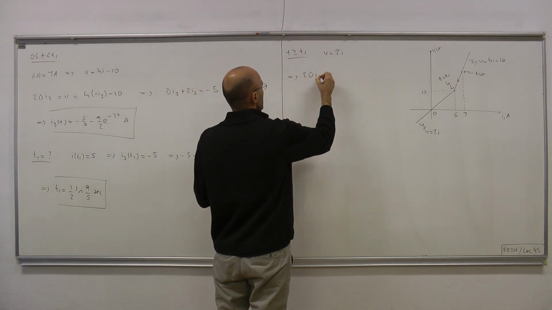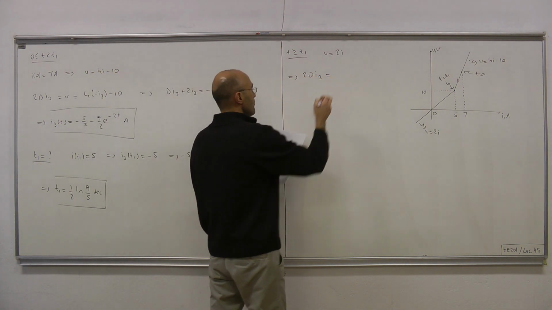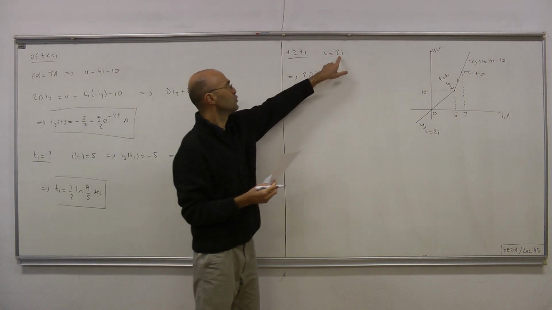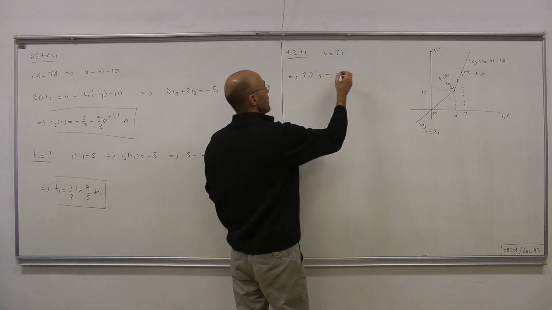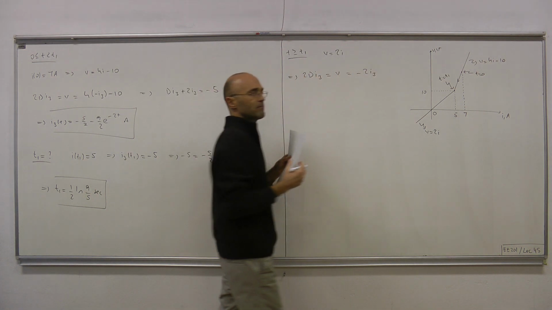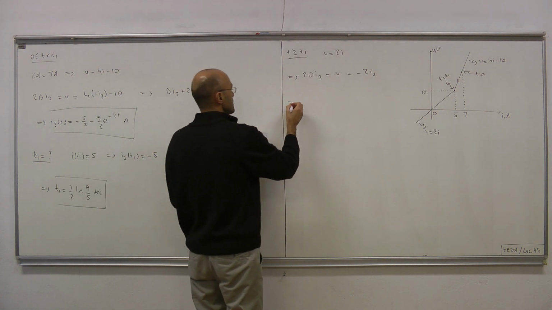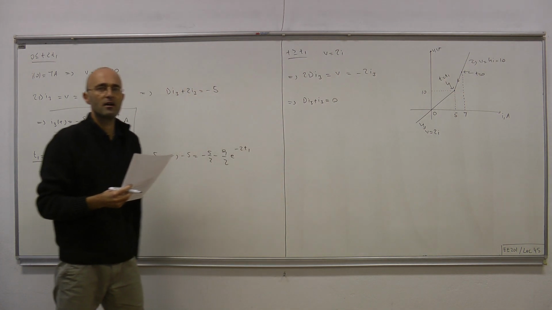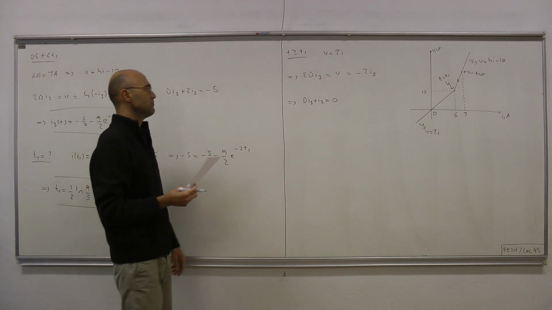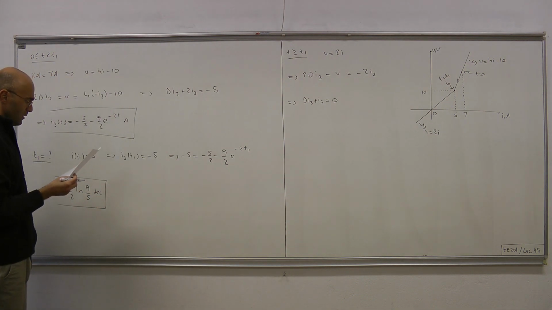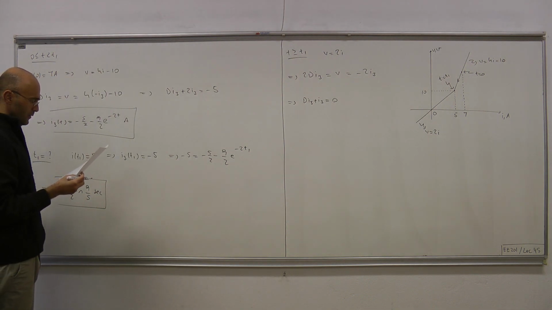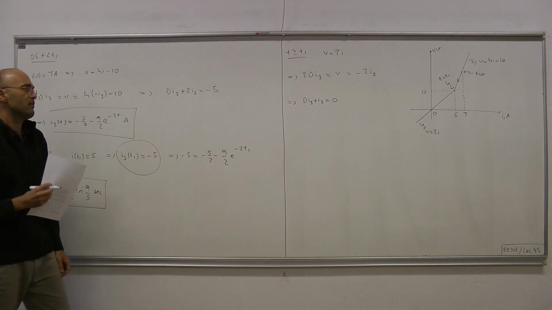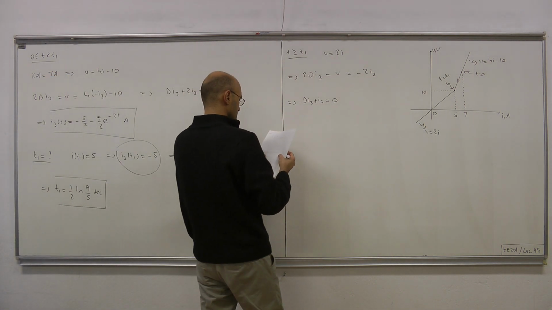L di3 equals V3, the voltage. V3 is V, and V is 2I. I is minus I3, therefore that equals minus 2I3. Hence, di3 plus I3 equals 0. That's our homogeneous differential equation. We have the initial condition, it's minus 5. Therefore, we can immediately write the answer.